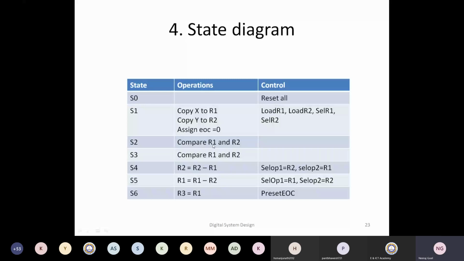Based on the results, we will compute this S4, S5, and S6. If it is greater than, we'll go to S4 state. If it is less than, we'll go to S5 state. And accordingly, we'll also select the select op operations. And the last state is S6, where we'll assign R1 equal to R3. So this is how the operations in each of the states can be decided, and accordingly the control can be decided, and then we can implement the whole algorithm.